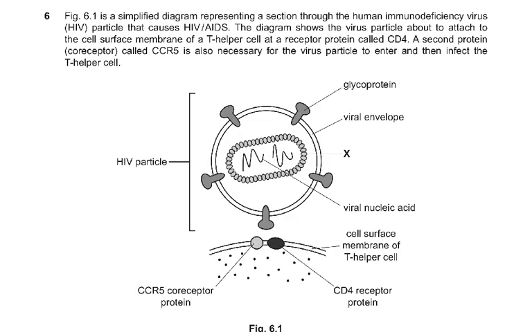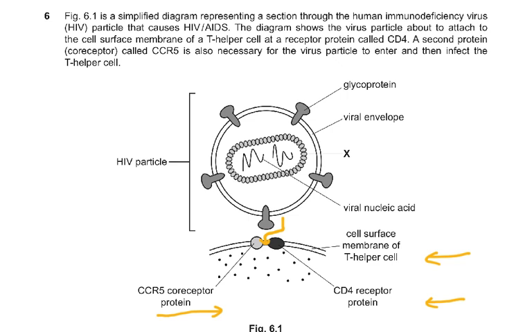Then coming to the last question, question number 6. Figure 6.1 is a simplified diagram representing a section through the human immunodeficiency virus, HIV, particle that causes HIV/AIDS. The diagram shows the virus particle is about to attach to the cell surface membrane of a T helper cell at a receptor protein. So this is the receptor protein. You can see the cell surface membrane of the T cell, CD4 receptor protein, and CCR5 co-receptor protein. And this is going to come here and fit into it.